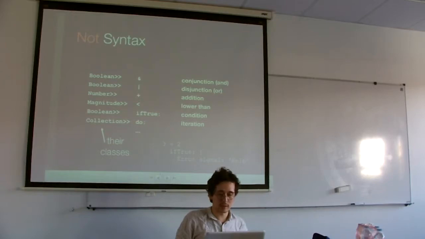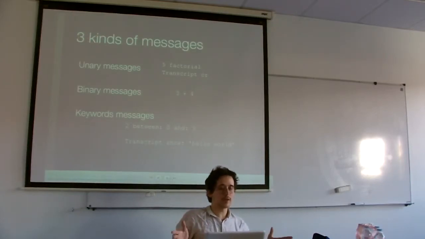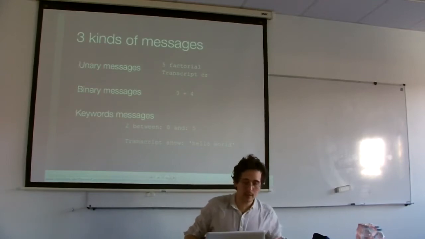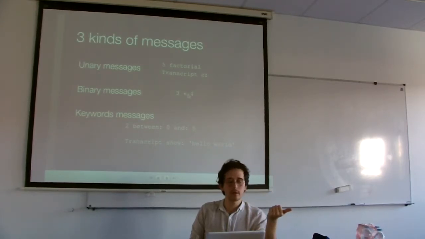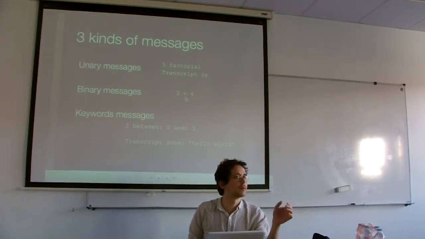So the three kinds of messages, that's the important part. As I said, there are unary messages that have no arguments, like factorial, or here current return and transcript. You have binary messages, which take just one argument, and their syntax is all the mathematical symbols and combinations of those.